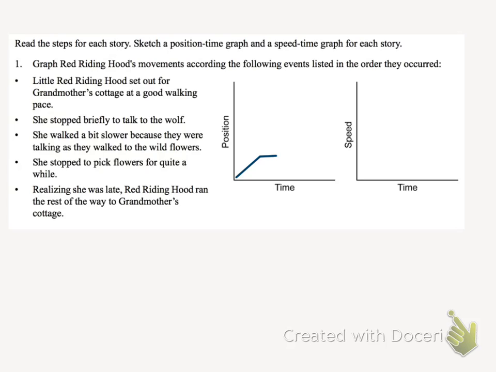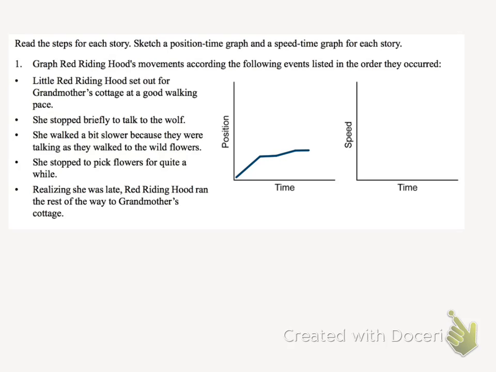Then she stopped briefly to talk to the wolf. So I'm going to have a flat line right there. She walked a bit slower, so I'm going to have another line. I'm increasing still because I'm still going towards grandmother's house, but the slope of this next line is not as steep as the slope of the first line.